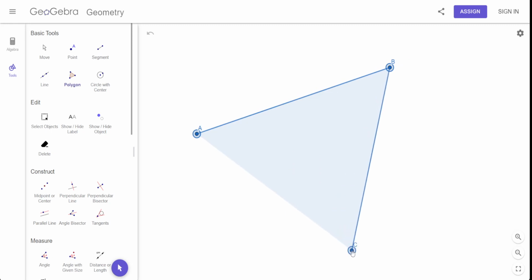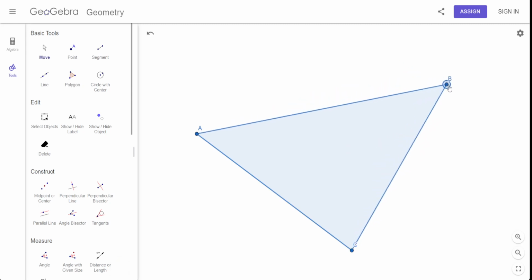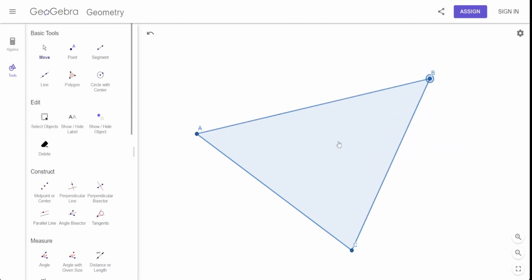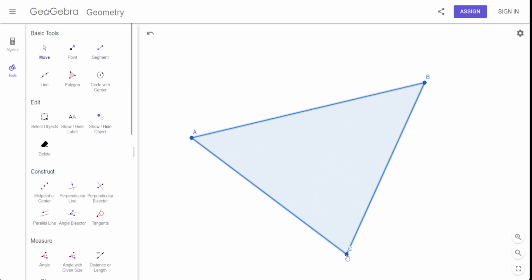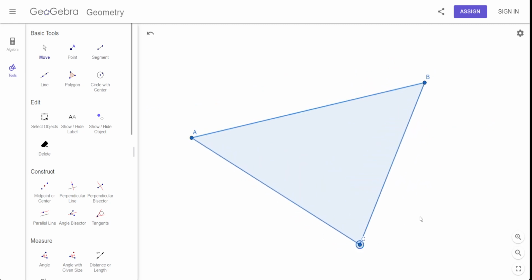So I'm just going to make some random triangle. Nothing special about it. If I wanted to, I could move it around like this. I could take this and move it around, whatever. What do you think I'm going to do with what I just said earlier? What do you think I'm going to do to all three of these angles? I'm going to bisect all three of those angles.